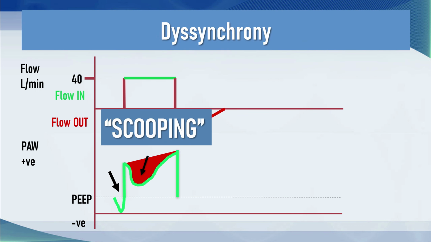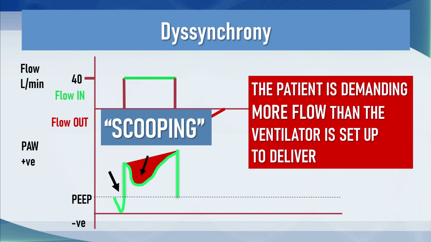And this is a well-known problem known as demand flow dys-synchrony. The patient is demanding more flow than the ventilator is set up to deliver. The patient is gasping for breath. Now, the peak flow you can see here is set at 40 liters per minute. And we need to give this patient more flow than they're currently getting.